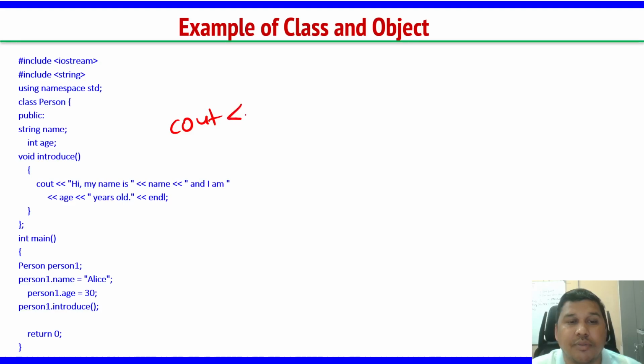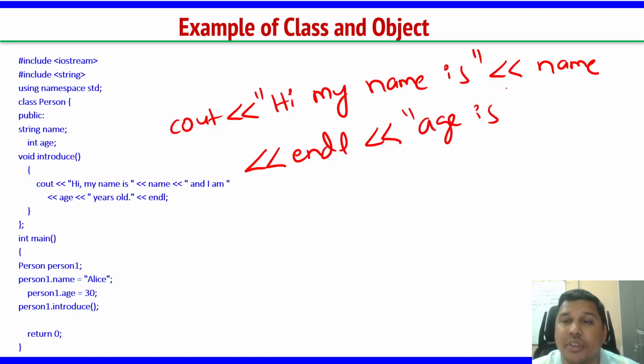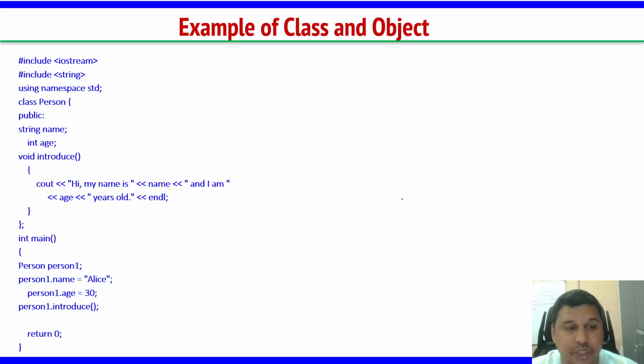When you do the lab practical, you will understand. Hi, my name is, in double quotes, give the name here. Then again write this insertion operator and give endl if required. Again here give age is, and again give the age here. This way you can give cout in a single line. So these are the actual variable names, right?